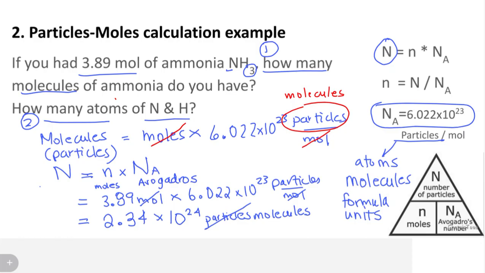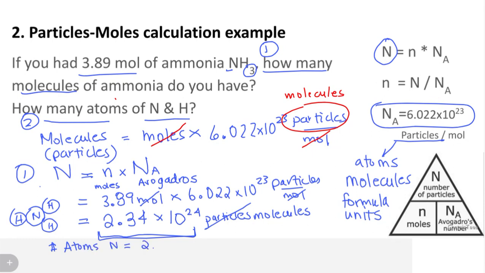Alright, now looking a little further, that's part one. It asked us also how many atoms of N and H. So for each unit of NH3, let's imagine we have NH3. So I'm going to just draw it to visualize. So for every one of these particles here, we have one N. So the number of atoms of N is going to be equal, because each of these molecules has one N in it. So they're equivalent. The number of N equals the number of NH3 molecules.